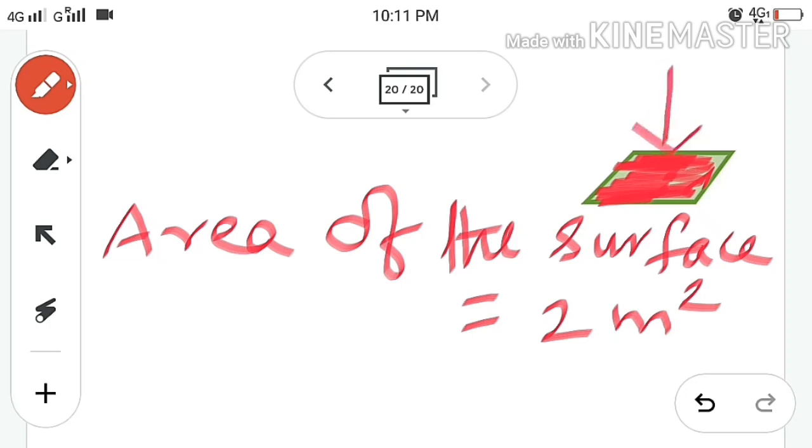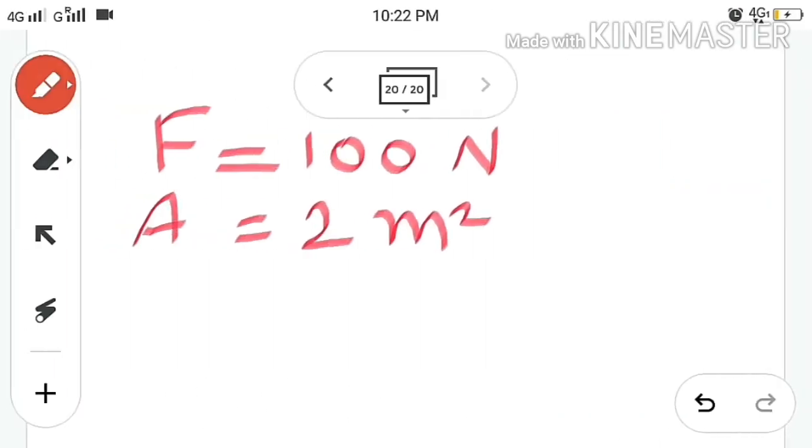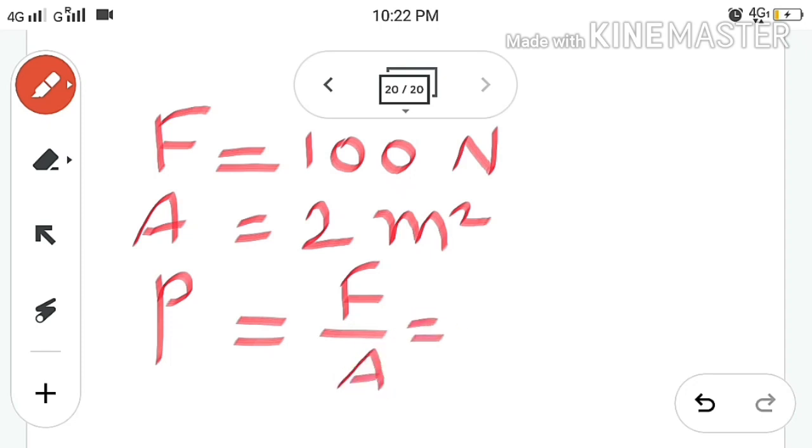Okay, now let us imagine that the force value is 100 Newton. Let us calculate the pressure. Recall the formula for pressure, children. It is given as force by area. Now substitute the values. Force 100 Newton and area it is 2.